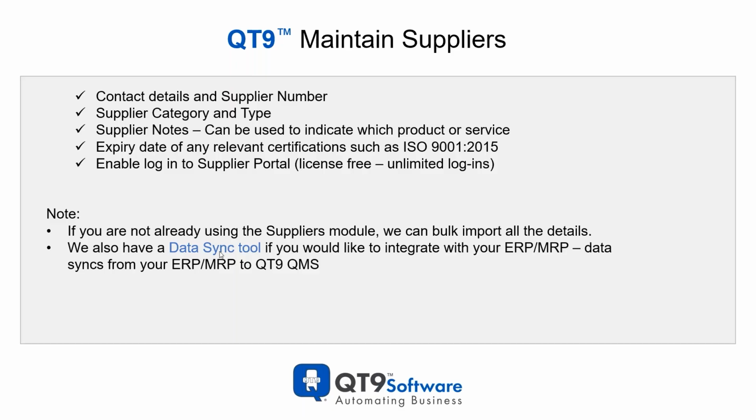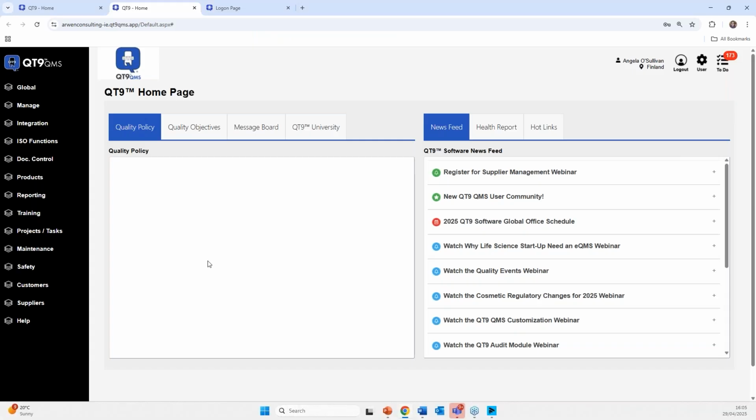We also have a data sync tool if you would like to integrate with your ERP or your MRP. Data will sync to QT9 QMS. QT9 QMS can maintain all of your supplier information, such as contact details, categories, notes, ISO certs, and expiry dates. And I will show you all of this in the next section. So I'm going to now very quickly show you how to add a supplier.